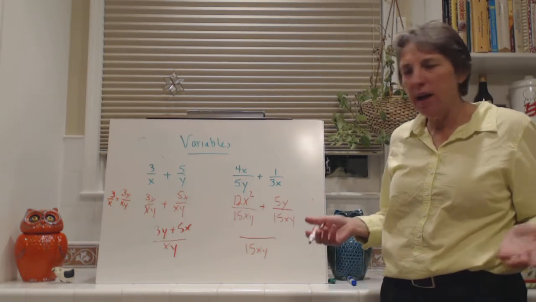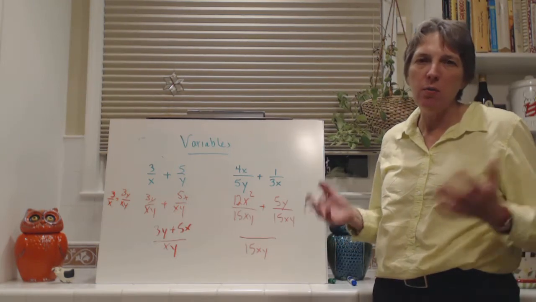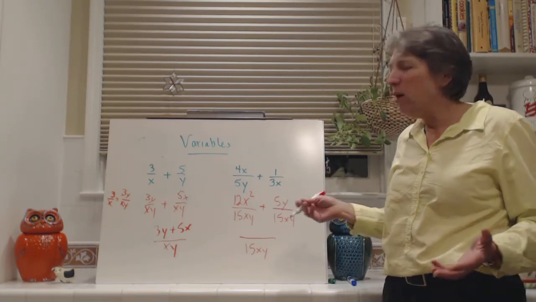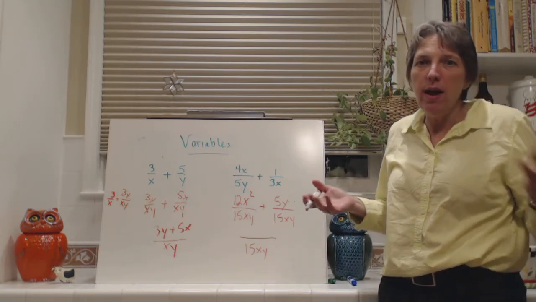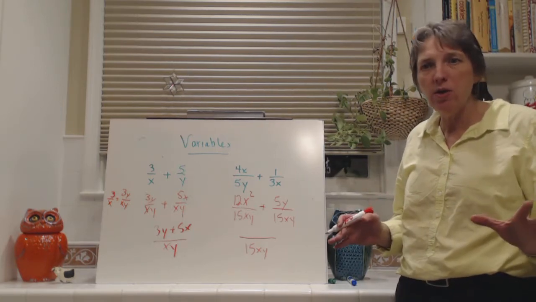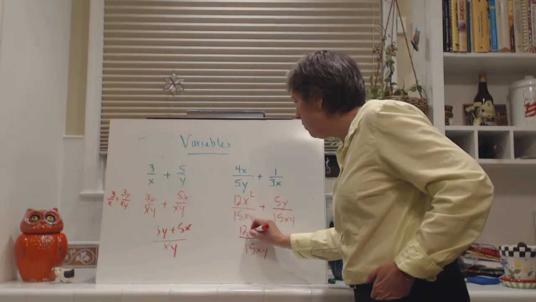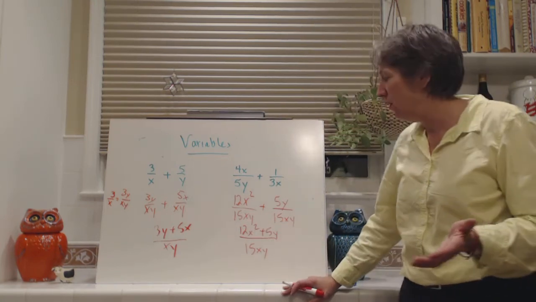But the numerator, we can't add these. They're not alike. We don't know what x is, so therefore we don't know what x squared would be to multiply it by 12. We don't know what y is that we could multiply by 5. We don't know that. So we have to bring those down. These are expressions. They're not equations. So it becomes 12x squared plus 5y. That's all we can do.